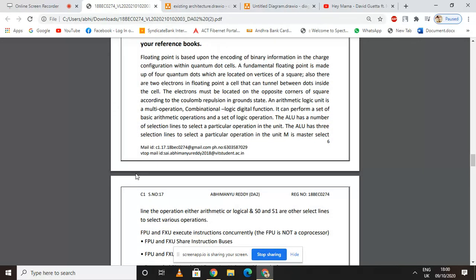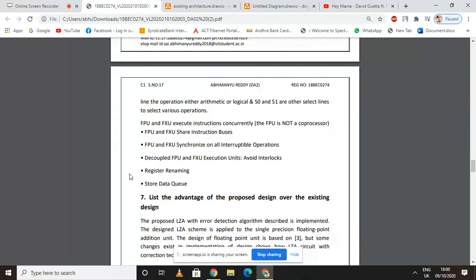The ALU has three selection lines to select a particular operation in the unit, and basically FPU and FXU execute instructions concurrently. So FPU and FXU share instruction buses. FPU and FXU synchronize on all interruptible operations. Decoupled FPU and FXU execution units avoid the interlocks, and register renaming and to data queue is also being done in that.